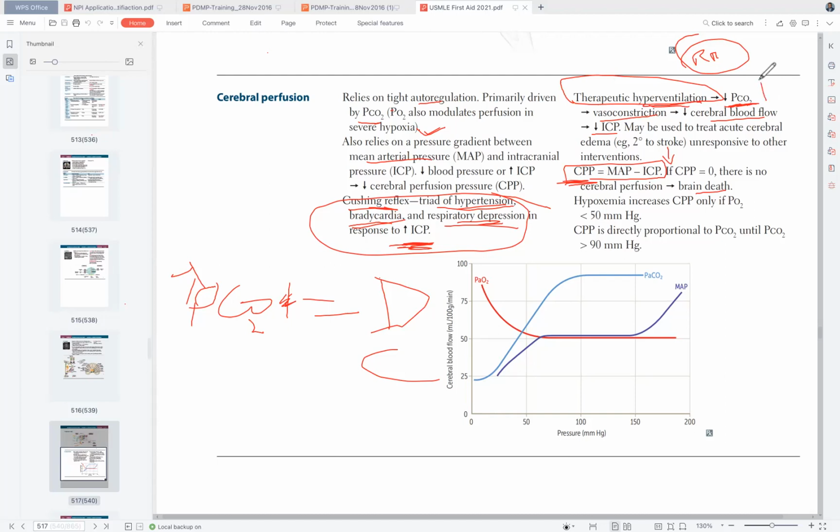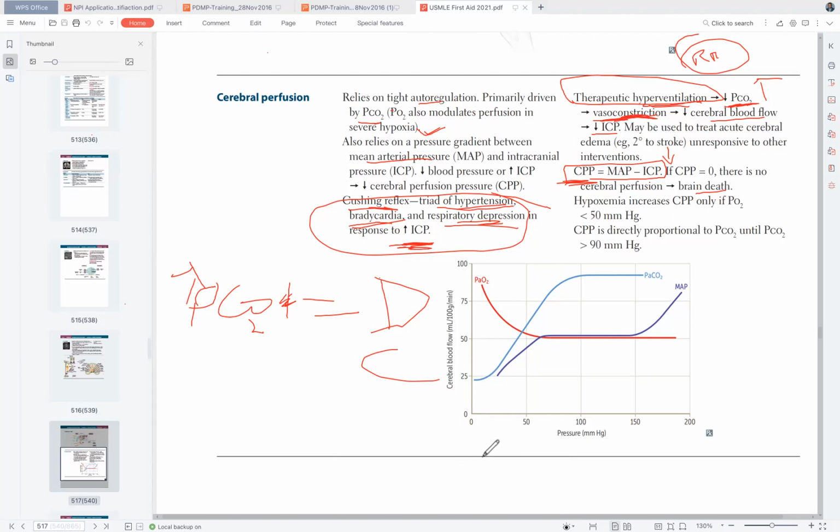Yes, you can flip it. A decrease in CO2 would lead to vasoconstriction, and that would decrease the blood flow, and that would help decrease the intracranial pressure. So the opposite applies, right? Increased carbon dioxide can cause vasodilation. So if we want the person to have increased cerebral perfusion, we have to increase the carbon dioxide, so we decrease the respiratory rate.